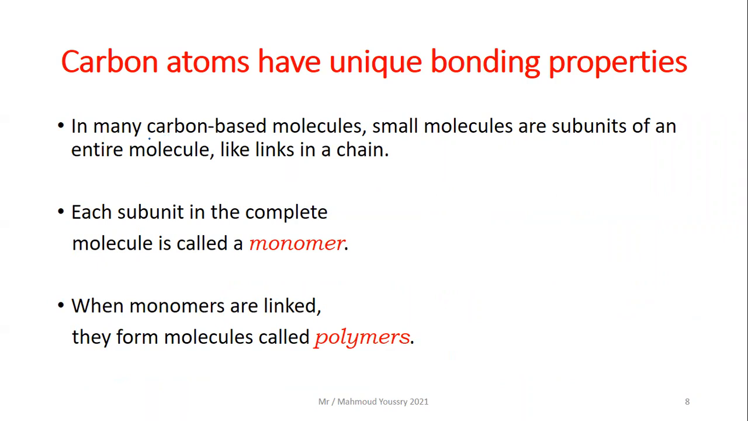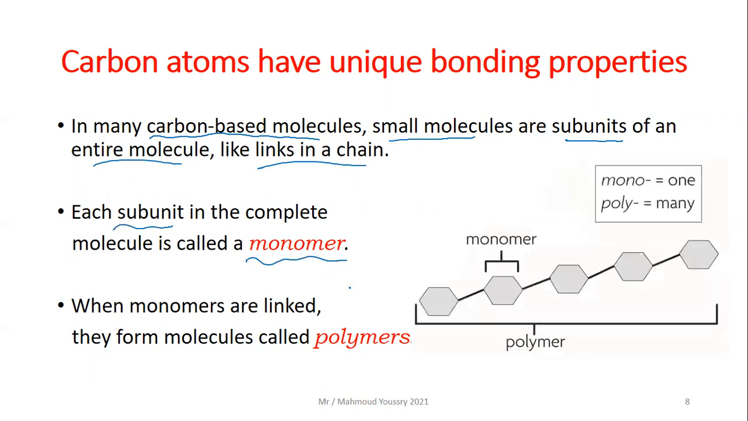In many carbon-based molecules, the small molecules are subunits of the entire molecule. They are links in a chain, as we said. These subunits are called monomers. So when monomers link together, they make a polymer. Again, each subunit in the complete molecule is called a monomer. When monomers are linked together, like the ones you see in the picture here, they form a molecule called a polymer.